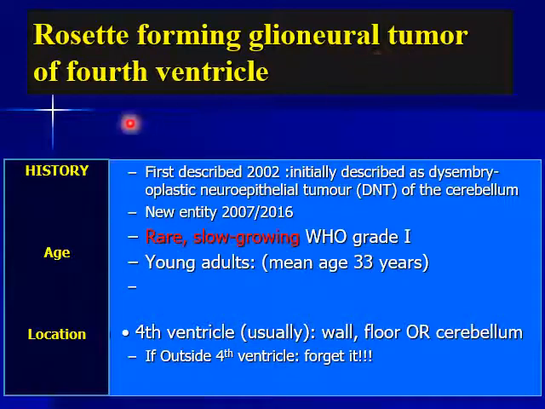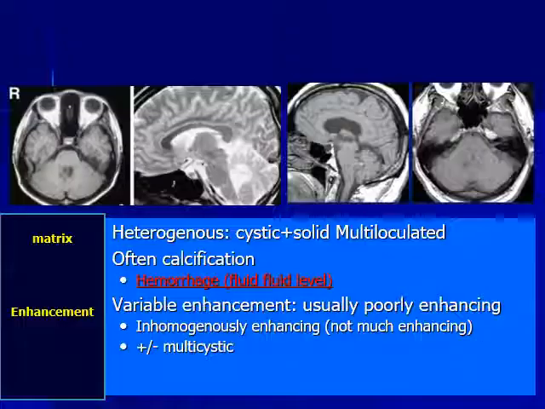Rosette-forming glioneural tumor of the fourth ventricle. This is a rare tumor, recently described, and is a new entity in the WHO 2016 classification. It is a rare, slowly growing WHO grade 1 tumor, usually affecting young adults. The mean age is 33 years old. From the name, it arises from the fourth ventricle. Okay? It is a glioneural tumor. If outside the fourth ventricle, forget it. So this is a tumor of the fourth ventricle.